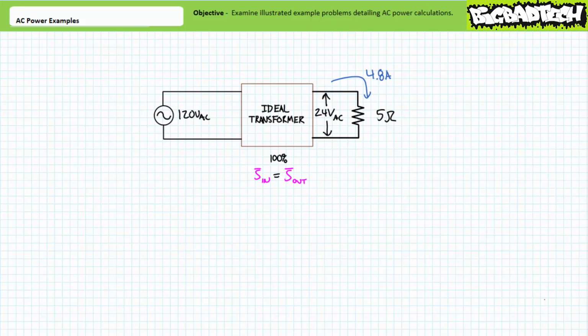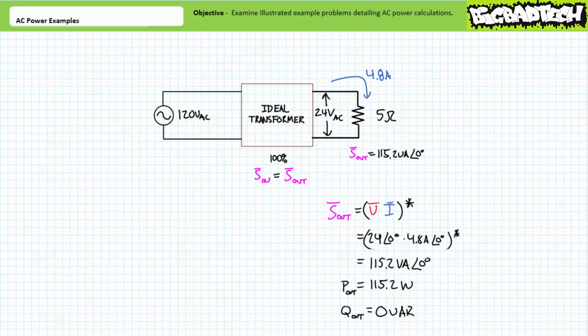Let's calculate the apparent power output of the transformer. The apparent power output of the transformer is the complex conjugate of the voltage times the current. Given this is a purely resistive load, there will be no phase shift between voltage and current, and all of apparent power will be directed towards real power and none of it towards a reactive interchange. Substituting in our given values and solving for the real and reactive components, we find this to be the truth. Of the 115.2 volt amperes at an angle of 0 being output by the transformer, all of it is being directed towards 115.2 watts of real power, and none of it is being directed towards a reactive interchange.